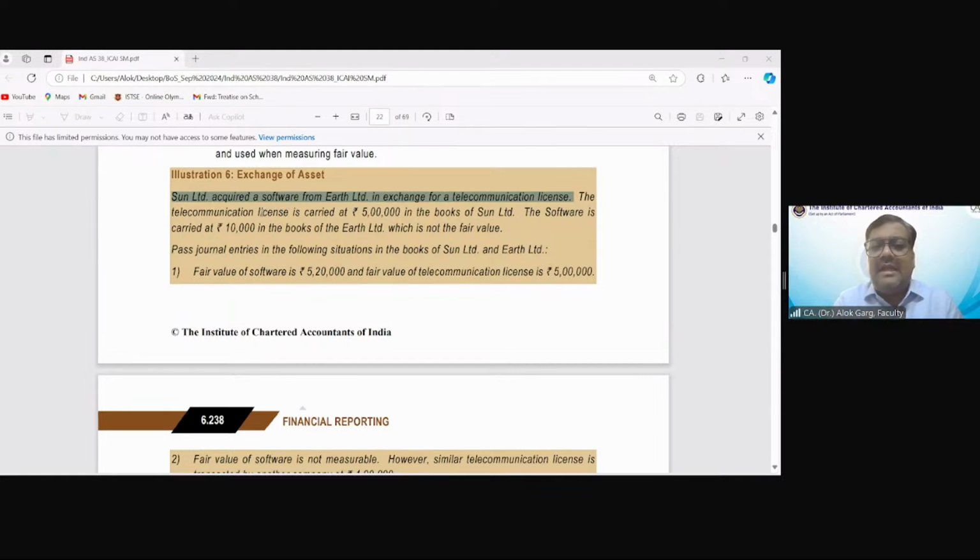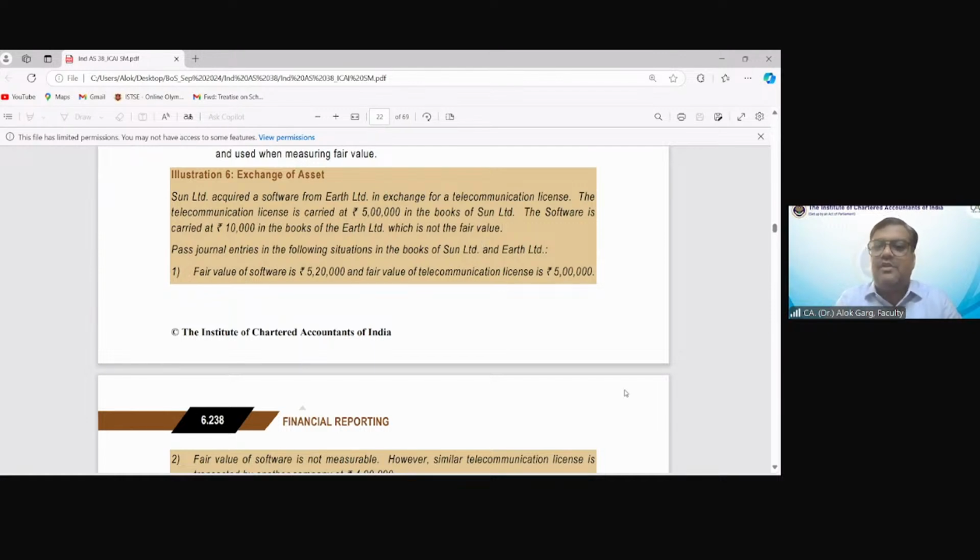The telecommunication license is carried at rupees 5 lakh in the books of Sun Limited. It means the WDV, the carrying value, of the telecom license is 5 lakh rupees in the books of the purchaser, Sun Limited. The software is carried at rupees 10,000 in the books of Earth Limited, which is not the fair value. The same software which Sun Limited is acquiring is standing at rupees 10,000 in the books of Earth Limited, the other party.